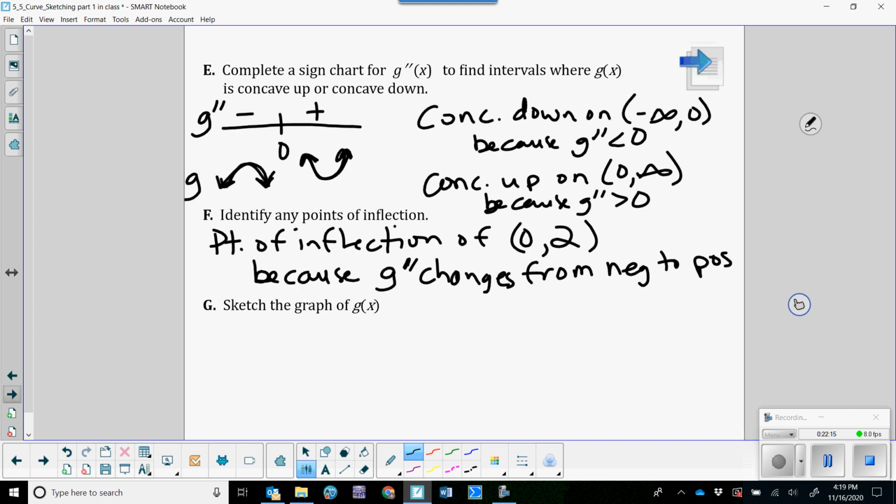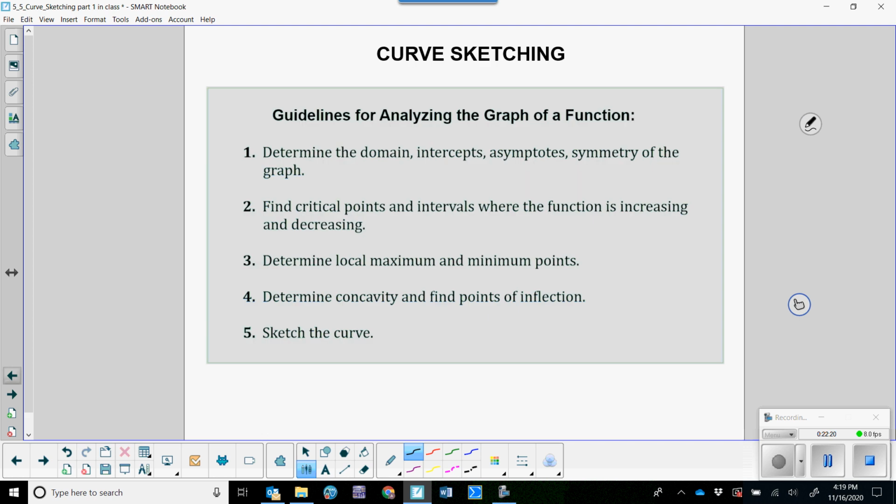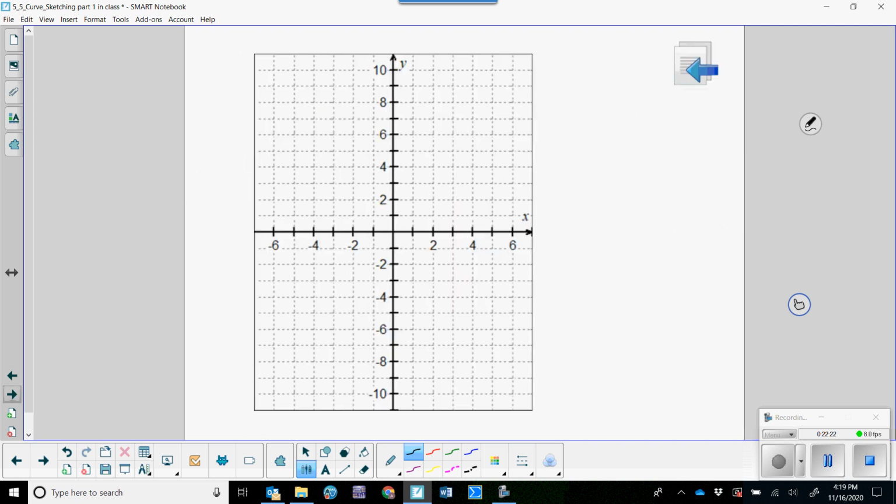Okay, then it says sketch it. So we're going to go back, given all this information, which you should have all written. Oh, need to get to my graph page. You should have all that information written. So you just have to think about that. Now this time I have points, right? Because we know things that happen. So I would plot all those points and then aim towards them. So we have x-intercepts at -2, 0, and 1, 0. We have a y-intercept at 0, 2. So those are points that we know.